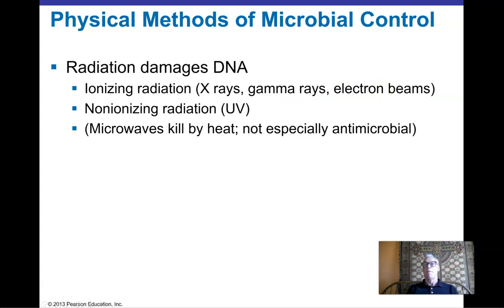We talked about electron beams when we talked about the electron microscope. Very short wavelength electromagnetic radiation or particles can sterilize. They destroy DNA and proteins. Non-ionizing radiation, ultraviolet light, electromagnetic wavelengths that are much longer than, say, X-rays, can still kill microbes.